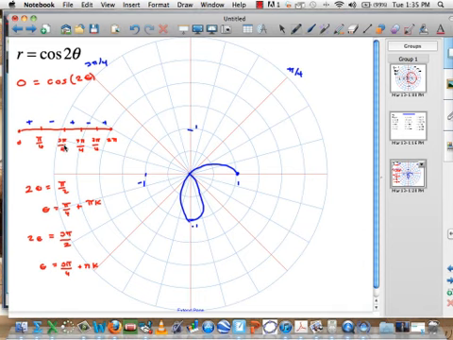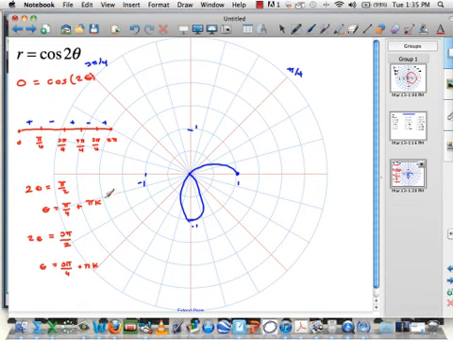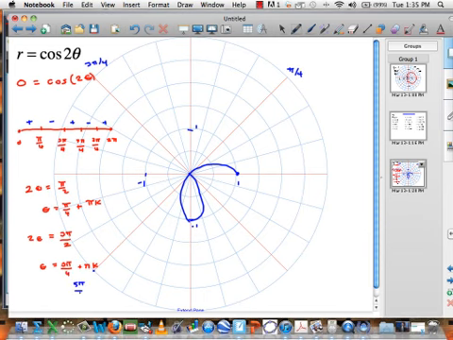Okay, now we're back to positive r values between 3 pi over 4, which is here, and down here, 5 pi over 4. You're going to have positive r values that eventually will spiral back to be back at the pole.